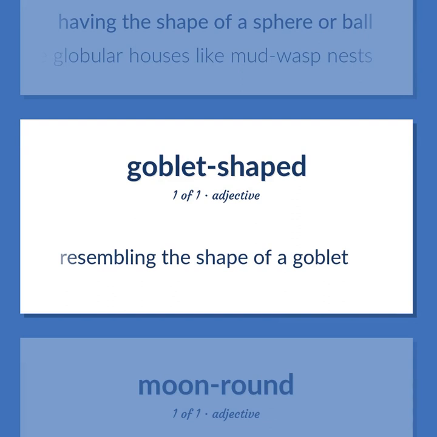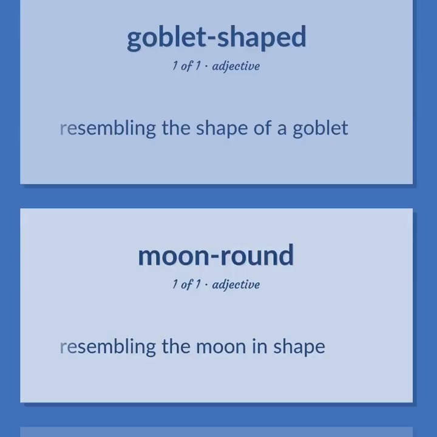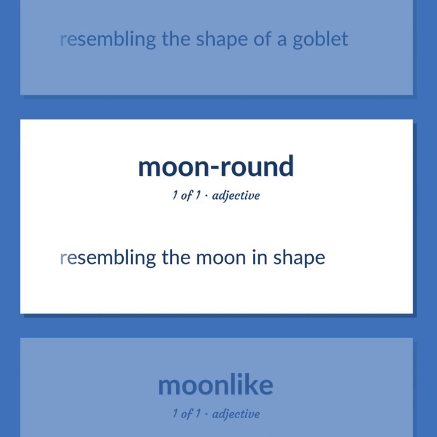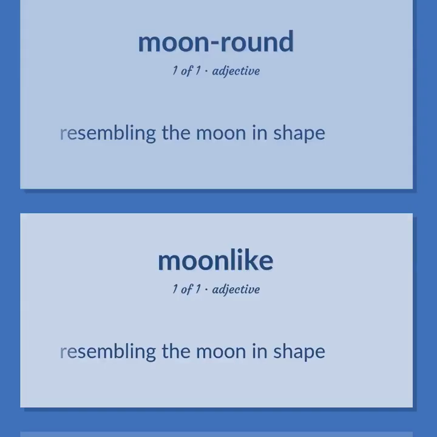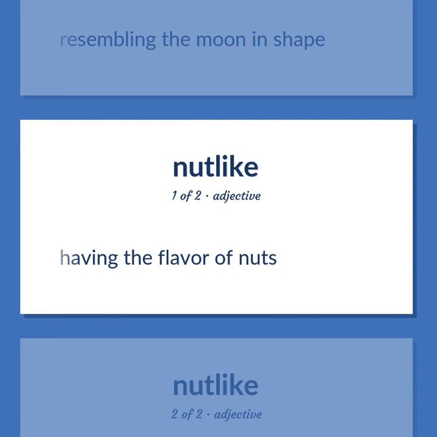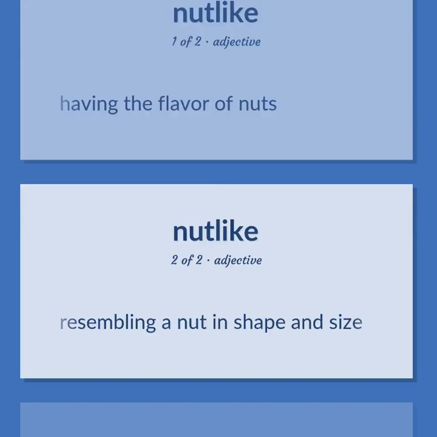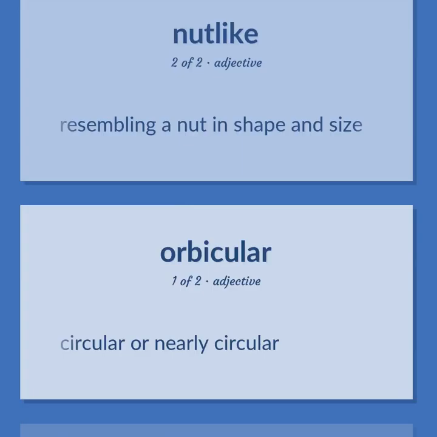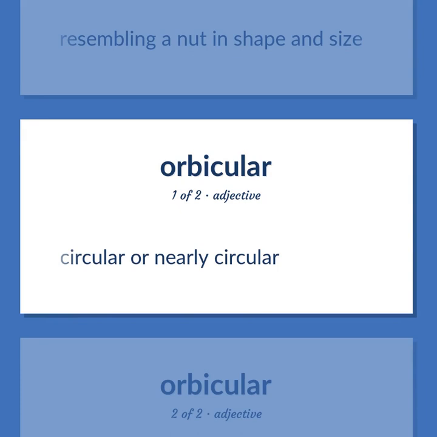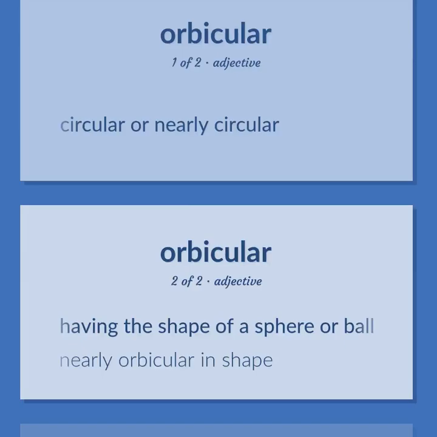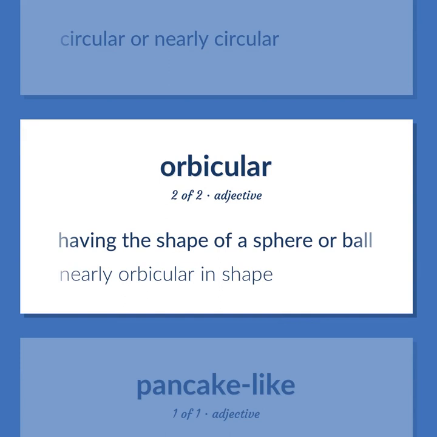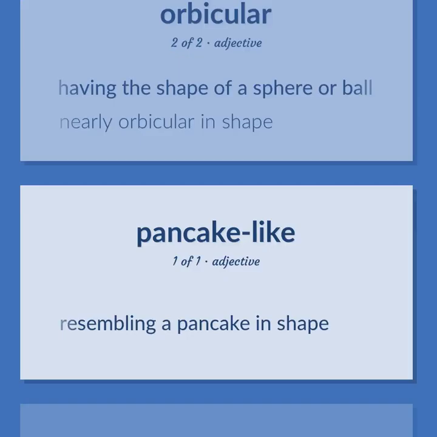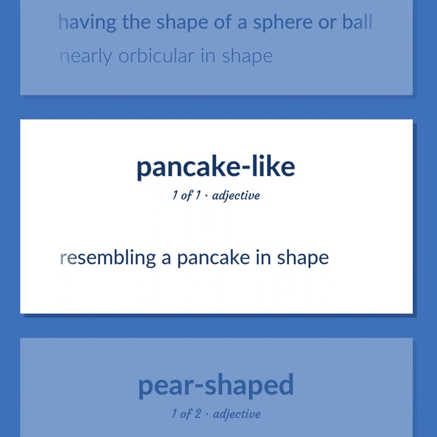Resembling the shape of a goblet. Resembling the moon in shape. Having the flavor of nuts. Resembling a nut in shape and size. Circular or nearly circular. Having the shape of a sphere or ball. Nearly orbicular in shape. Resembling a pancake in shape.